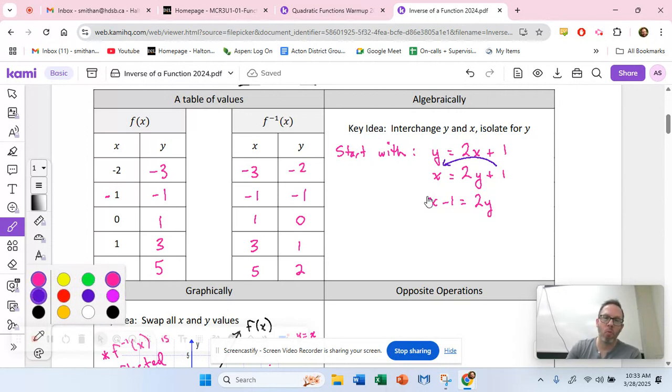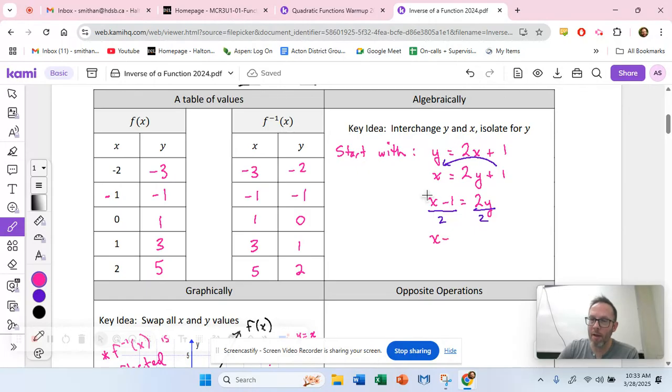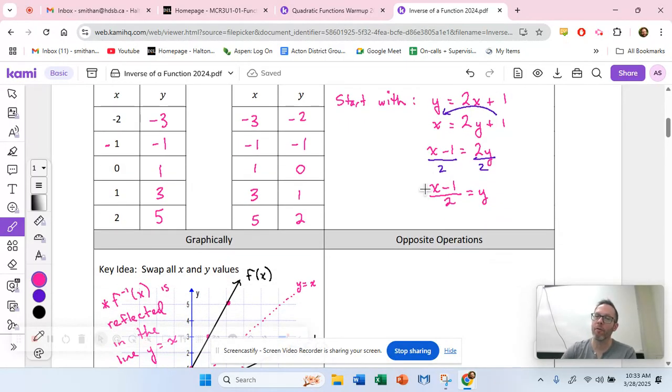And then to get the y by itself, we'll divide both sides by 2. Once we get y by itself, we're left with this. X minus 1 divided by 2 is equal to y. And that is the inverse function. We have found the inverse of this line. It is the linear function x minus 1 over 2. Or, if you prefer, you could write that as 1/2 x minus 1/2.